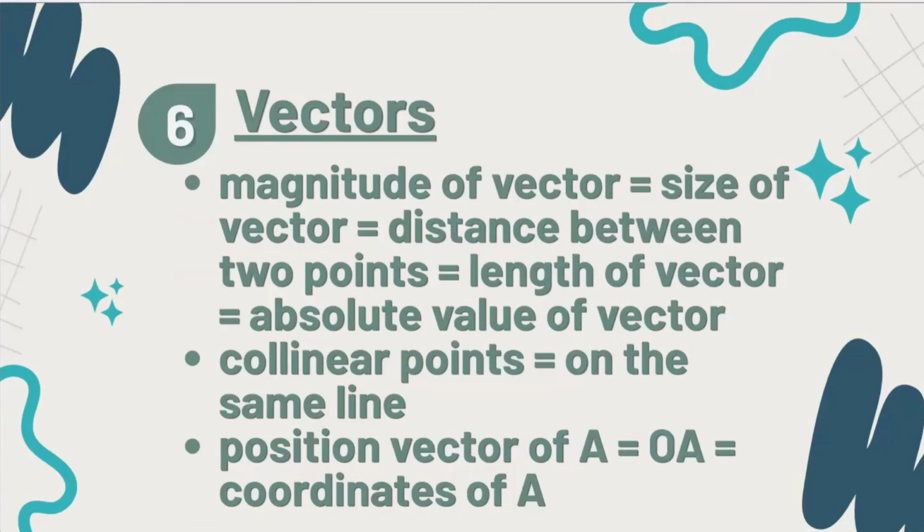Then position vector of A is the same as OA. So it's your position of A with respect to the origin. And it is also the same as coordinates of A. A vector is written vertically, whereas coordinates are written horizontally. So don't get confused if they say, coordinates of A are this. What is the position vector? It's the same thing. You just write them differently. Coordinates are written horizontally. Position vector is written vertically. That is the only difference. Otherwise, they represent the same thing.